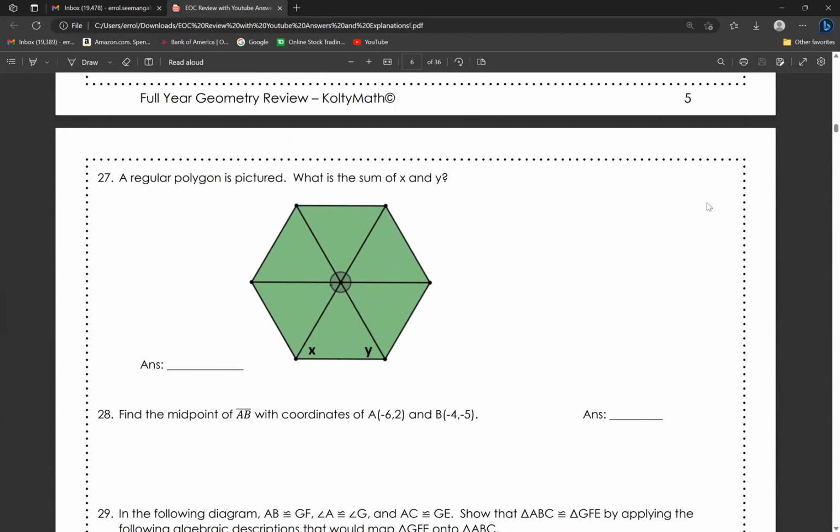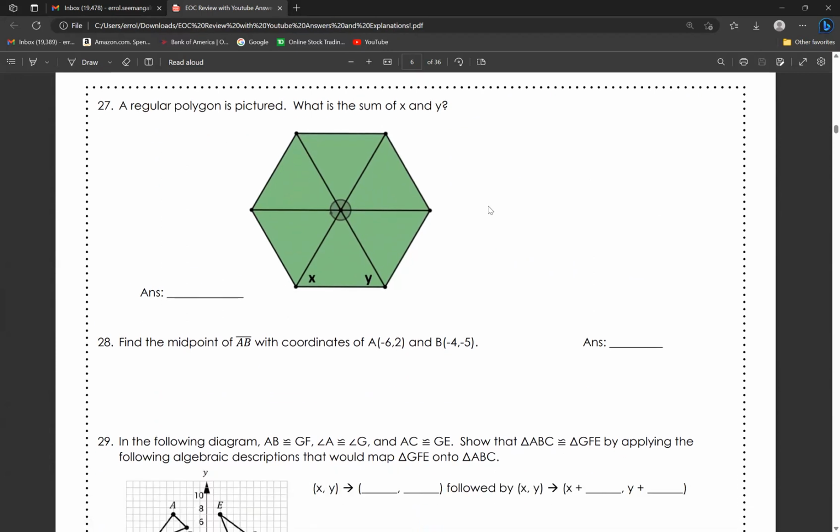Rectangular polygon in the picture. What is the sum of x and y? Okay, x and y right there. So these are both radiuses, right? These are both radiuses. So x should equal y. So it really should be, let me see here. If I go to black, this and this are the same length, which means this angle is this angle.